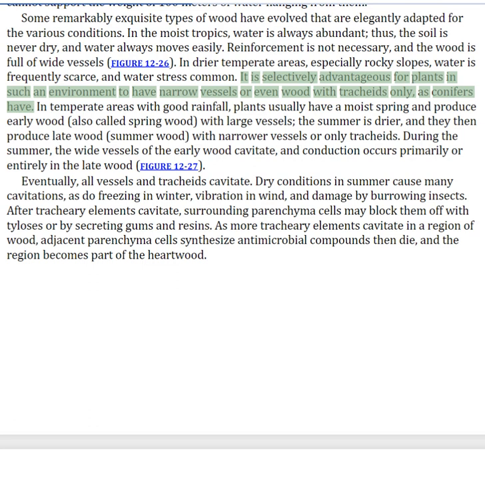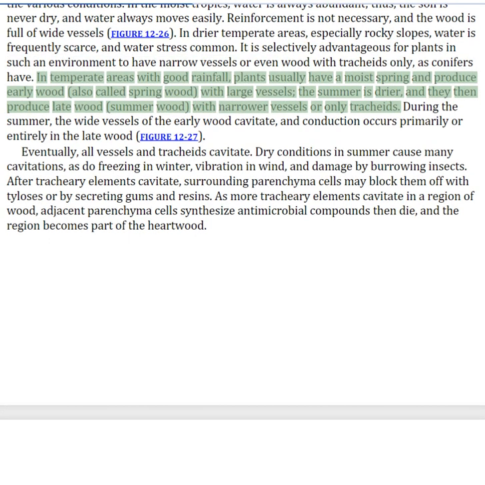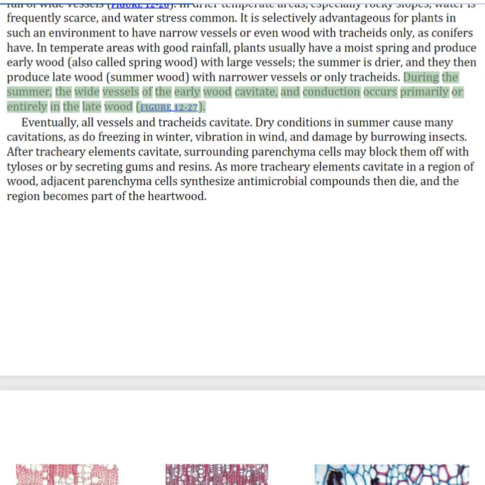as conifers have. In temperate areas with good rainfall, plants usually have a moist spring and produce early wood with large vessels. The summer is drier, and they then produce late wood with narrower vessels or only tracheids. During the summer, the wide vessels of the early wood cavitate, and conduction occurs primarily or entirely in the late wood.